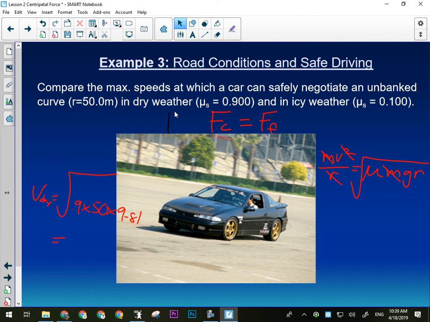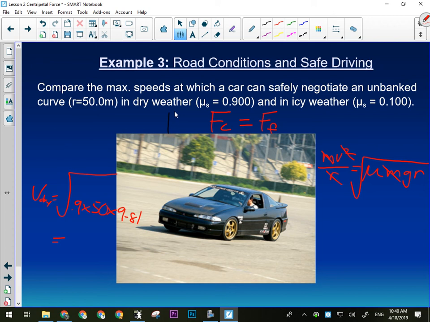All right, however, if I'm under icy conditions, I now have 1/9 the available friction. How much slower am I going to have to go? Remember, speed is not linear. I have 1/9 the available friction. No, other way. The square root of 1/9 is 1/3. So I'll have to go 3 times slower now that I have 1/9 the available friction.